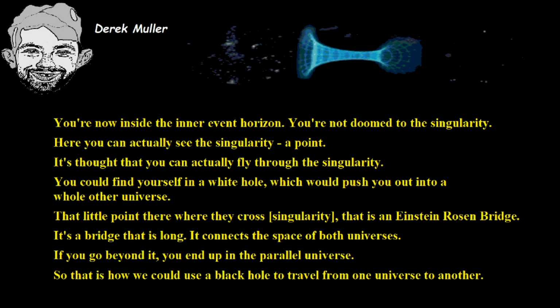That little point there where they cross the singularity, that is an Einstein-Rosen bridge. It's a bridge that connects the space of both universes. If you go beyond it, you end up in the parallel universe. So that is how we could use a black hole to travel from one universe to another.